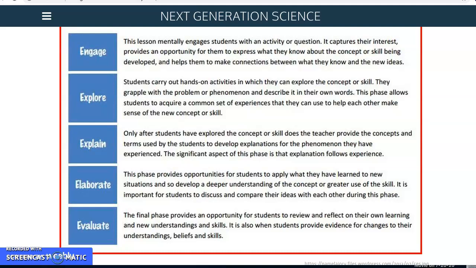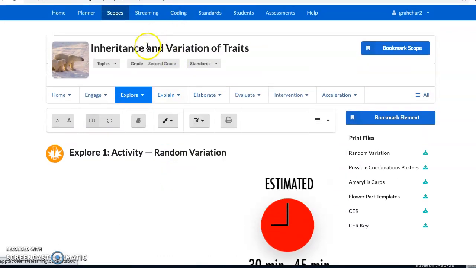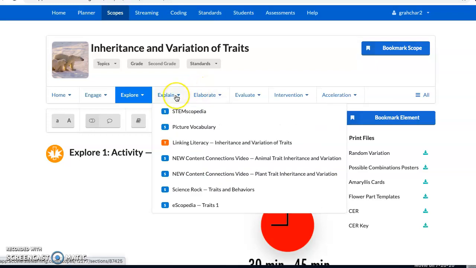And we always want to remember this right here, that the significant aspect of explain is that explanation follows experience. And of course, the experience came in during Explore and to some extent during the hook that was used during Engage. So let's go back and look at what we have for Explain for this particular scope of inheritance and variation of traits. I always recommend that we use STEMscopepedia.